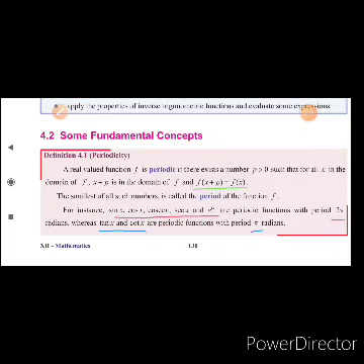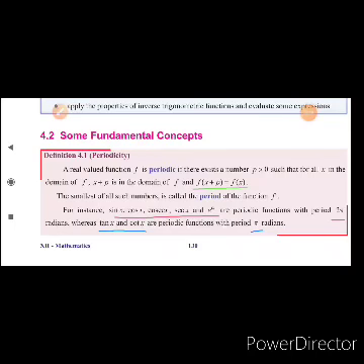For instance, sin x, cos x, cosecant x, secant x and e power ix are periodic functions with period 2 pi radians, whereas tan x and cot x are periodic functions with period pi radians.